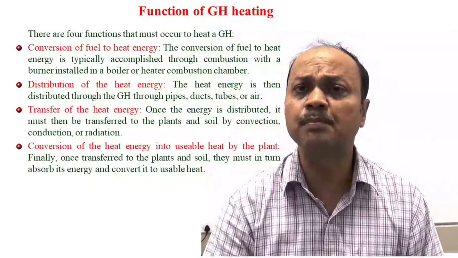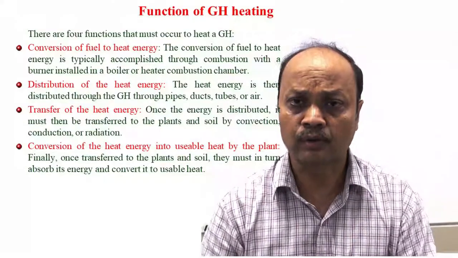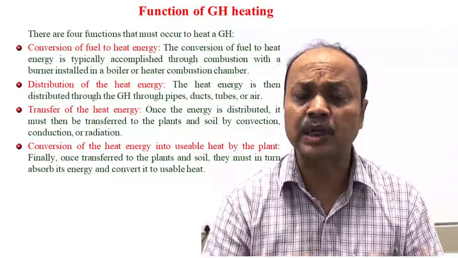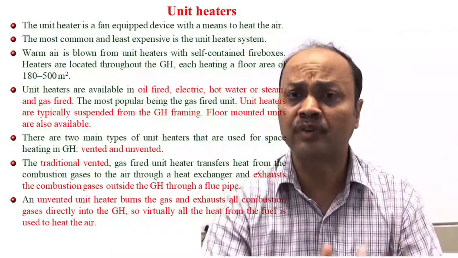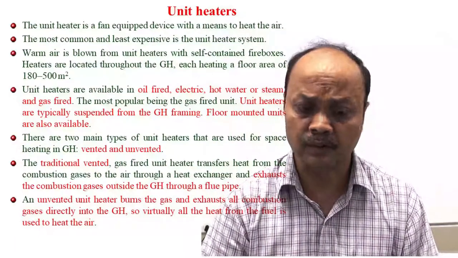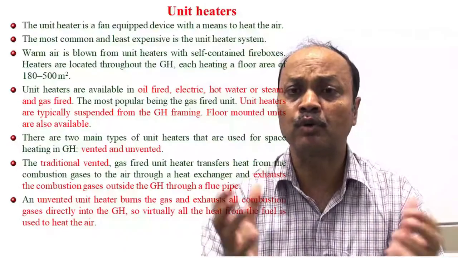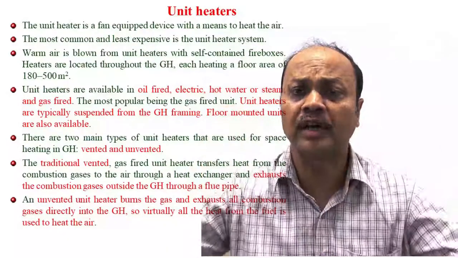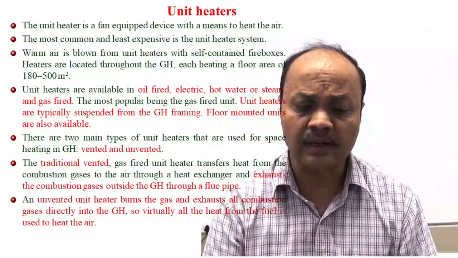And the simplest one is the unit heater. Normally in winter you use a heater in our house, right? So an electrical heater, that is a unit heater, okay? Various types of unit heaters are there, and various types of fuels you can use in unit heaters. You can see there are two types, depending upon which type of fuel you are burning. First thing is that we have to heat the air and distribute the air inside the greenhouse, okay? So in unit heaters, two types are there, vented and unvented.